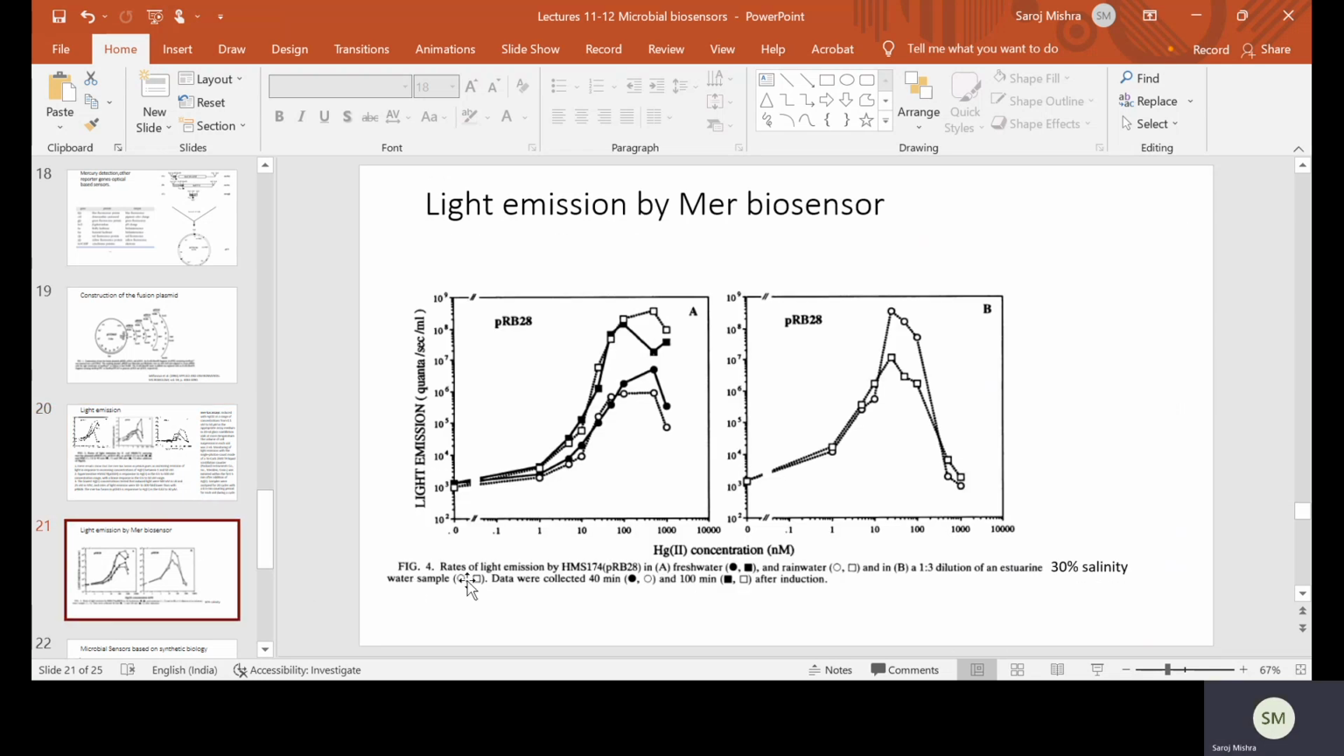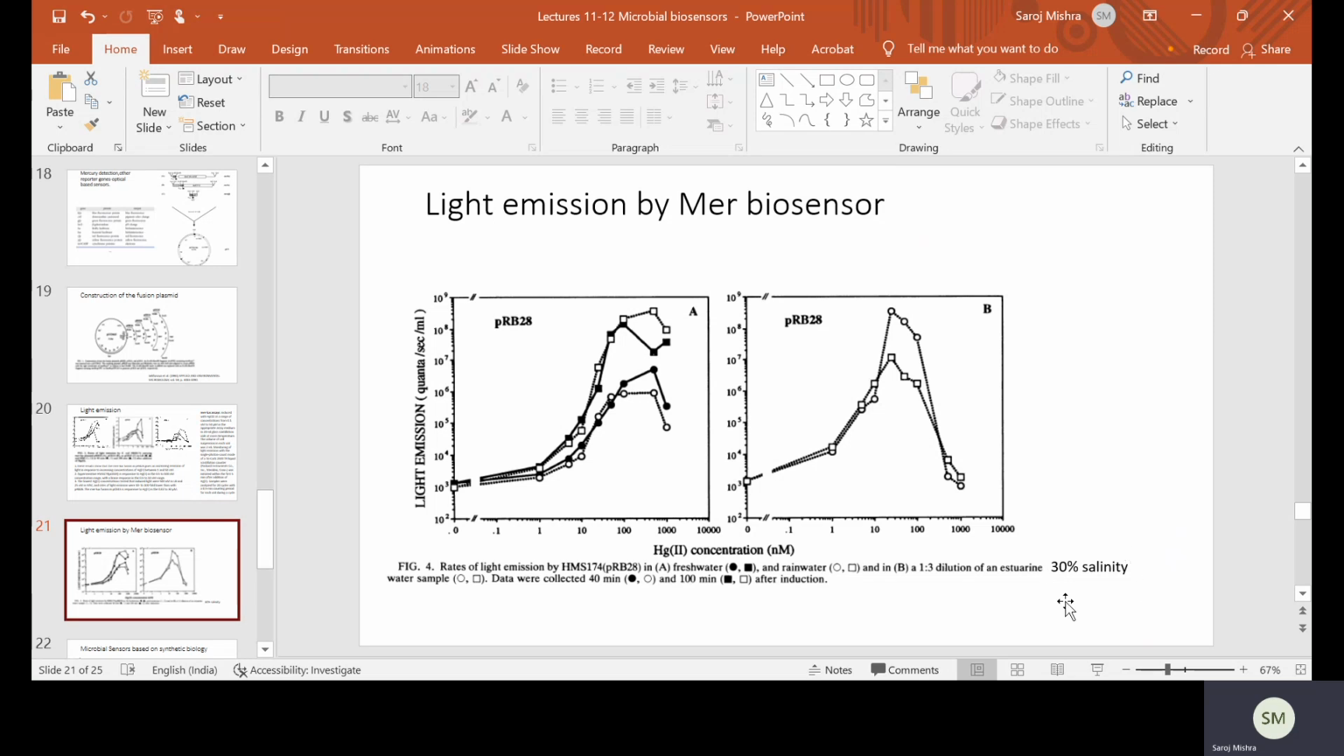So now let me read the legend. The rate of light emission by one of PRB28, again that recombinant E. coli which contains this plasmid construct. The data in A represents freshwater data, open circle and closed circle. These are the freshwater lake samples, or rainwater samples, for example. And B is a 1 to 3 dilution of an estuarine water sample. How is an estuarine water sample really different? Because it has 30% salinity. That is why it had to be diluted.